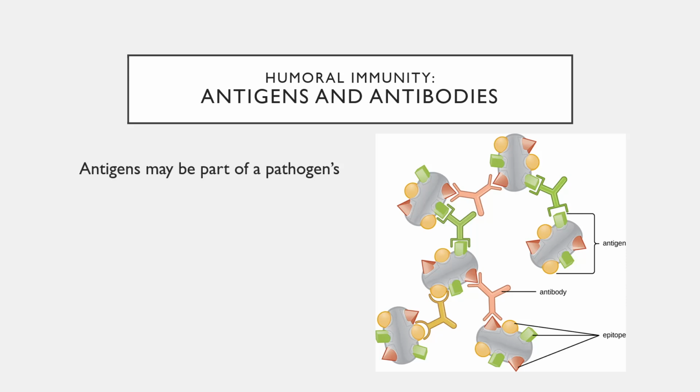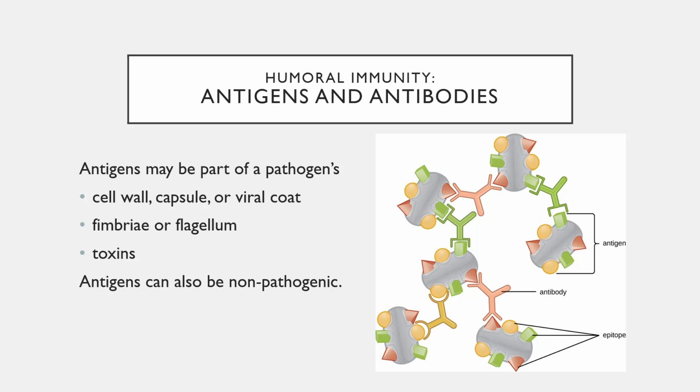So an antigen can practically be any part of a pathogenic invader. It can be a cell wall, it can be part of the capsule, or it can be part of the viral coating. It can also be part of their extracellular appendages like fimbriae or flagellum. And they can also be toxins that are generated by the pathogen. Furthermore, our bodies can sometimes react to antigens that are not pathogenic in nature. So, for example, an allergic reaction is your body's overreaction or hypersensitivity to a non-pathogenic antigen.